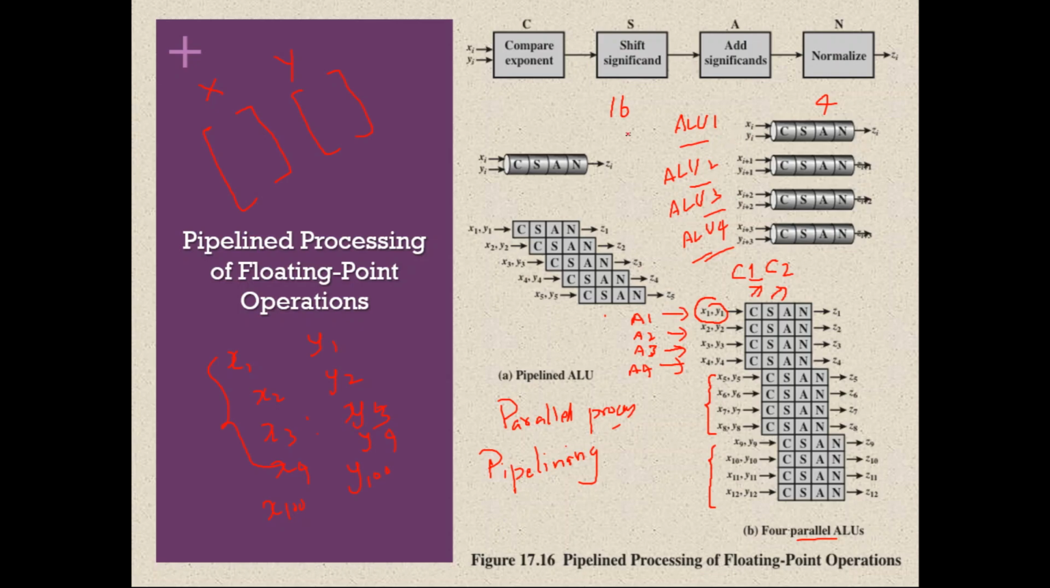Totally, how many functional units do you have? 16 functional units, because there are 4 ALUs. So you have 16 functional units. Okay, so you can see here 12 operations were completed in just how many clock cycles?